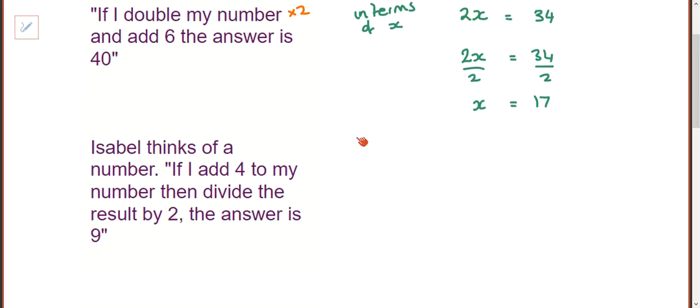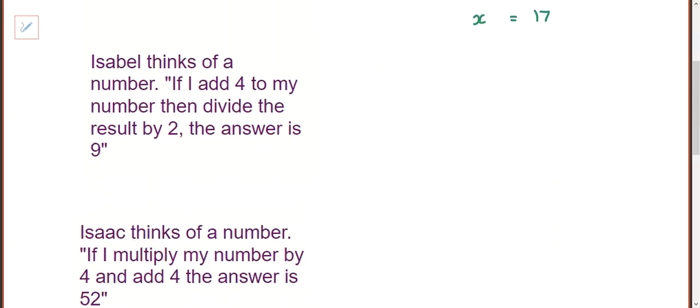All right. Let's have a go at this next one. Let's write it. So Isabel thinks of a number. Should we call it L? L. Okay. Add 4 to my number, that would give me L plus 4. L plus 4 divided by 2. So we write all divided by 2.